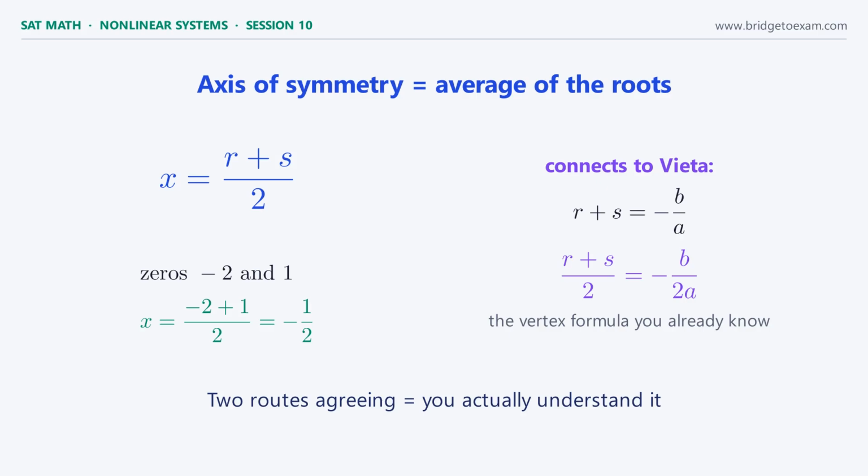is negative 1/2. And notice, this connects straight back to the discriminant. The sum of the roots is negative b over a, so half the sum is negative b over 2a, which is the vertex formula you already know. Same fact, two derivations. When two different routes agree, that's your confirmation you understand it.